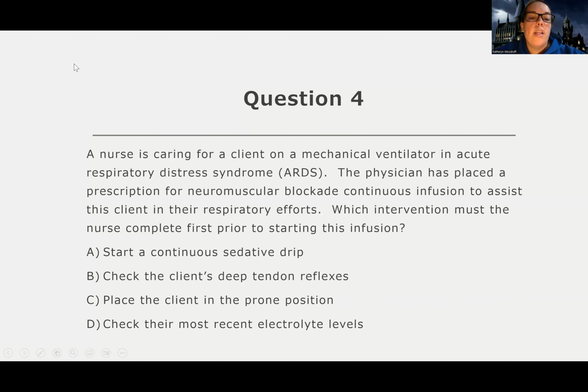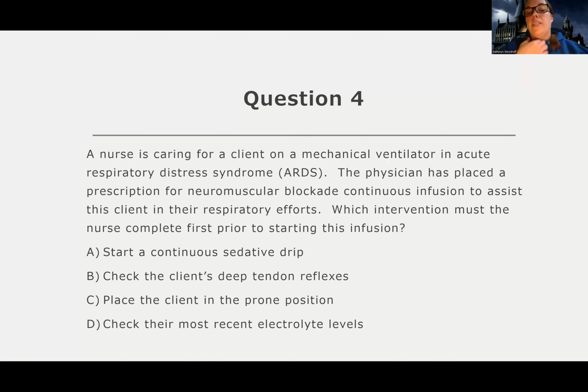So number 4, a nurse is caring for a client on a mechanical ventilator in acute respiratory distress syndrome. The physician has placed a prescription for neuromuscular blockade continuous infusion to assist the client in their respiratory efforts. What intervention must the nurse complete first prior to starting this infusion? So I have a patient that is on a vent in ARDS, and they've placed a prescription for a neuromuscular blockade. And if you don't know what that is, it's a paralytic. And it's supposed to help them. It's saying, what do I need to do before I start a paralytic?